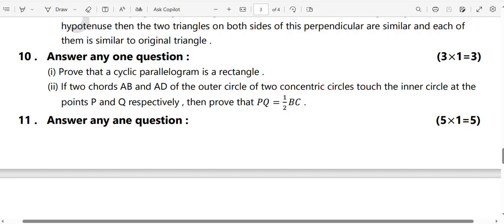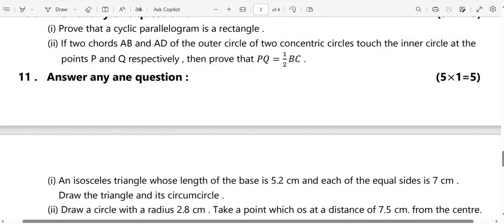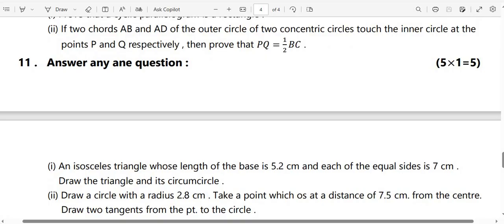Answer any one question. 1 into 5 is equal to 5. Each question carries marks 5. Question number 1. An isosceles triangle whose base length is 5.2 cm and each of the equal sides is 7 cm. Draw the triangle and its circumcircle.